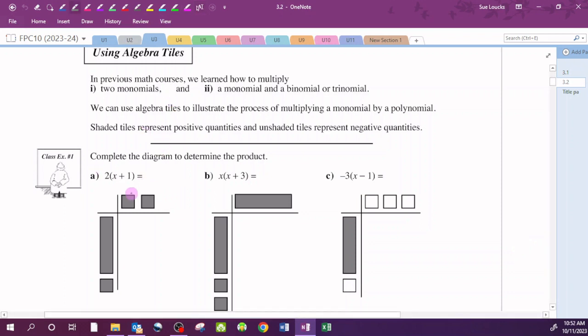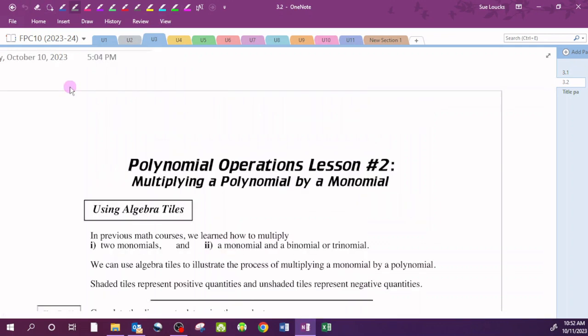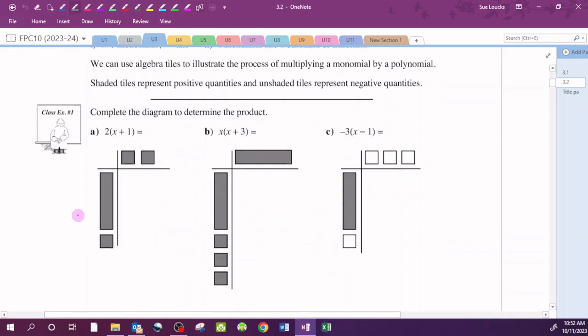So here we have the 2, and this is our x plus 1, and we're going to multiply them together. The way I describe it is wherever there's a gap, there needs to stay a gap. So there's a gap here, so I need a gap all the way down there and a gap here. And then I can do this tile like this. And then there's a gap here, so there's a gap there. And since I've got a positive times a positive, I'm going to end up with a positive.